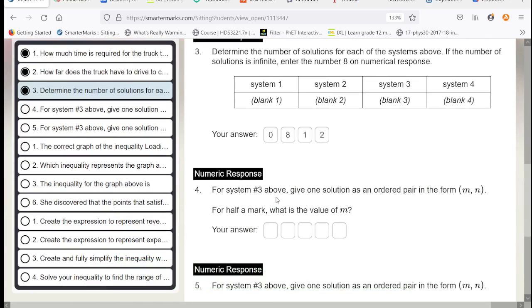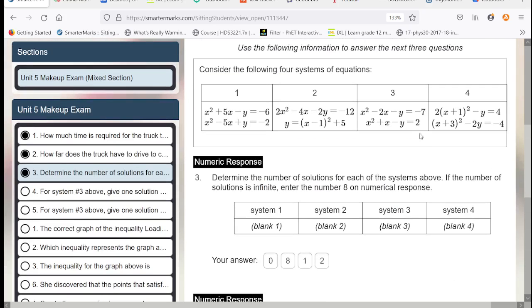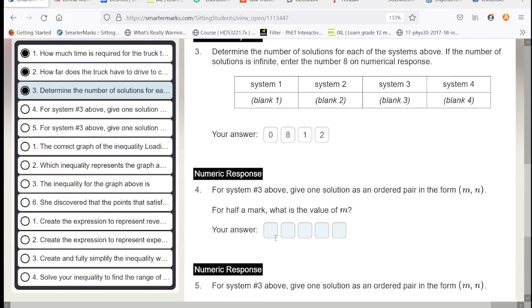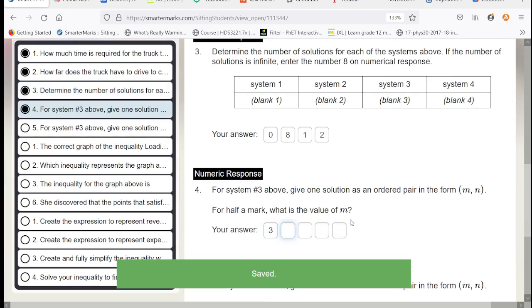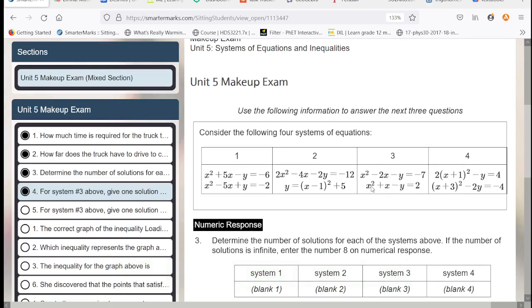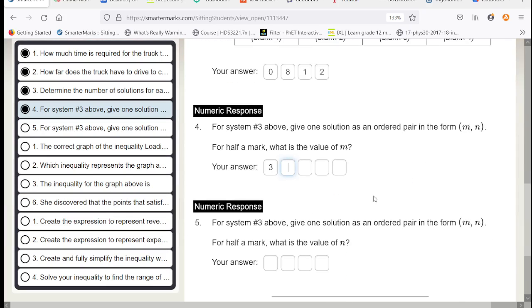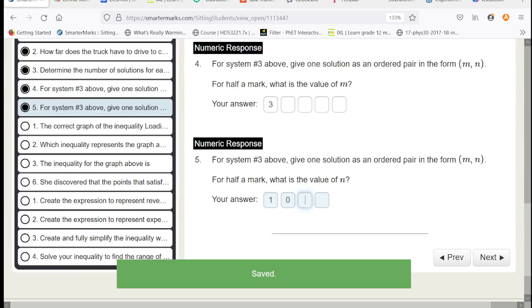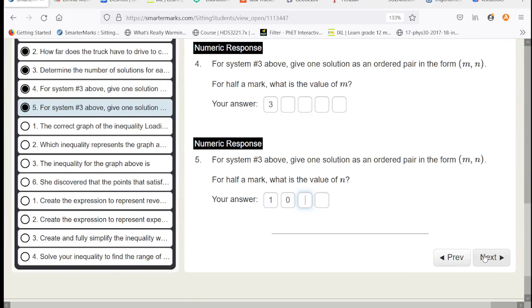All right. And for system number 3 above, give one solution as an ordered pair. So when we subtract the second equation from the first, we get a negative 3x equals negative 9, or x equals 3. And then we substitute 3 for x into either one of these. Here we have 9 plus 3, that's 12, minus y equals 2. So y is going to be 10. And notice each of these are for half a mark, so you really get 1 mark for finding that single point of intersection.